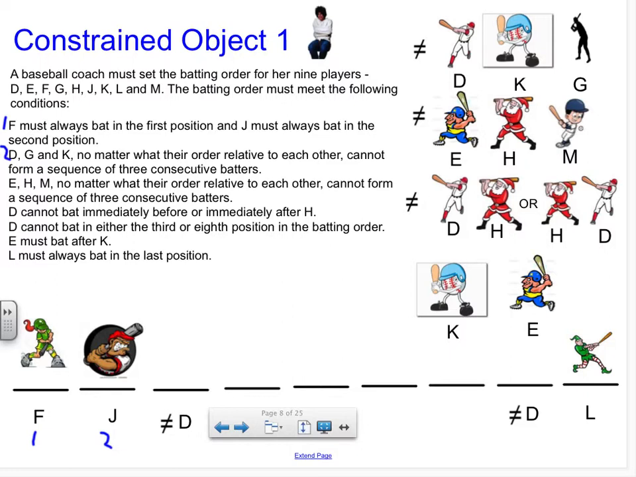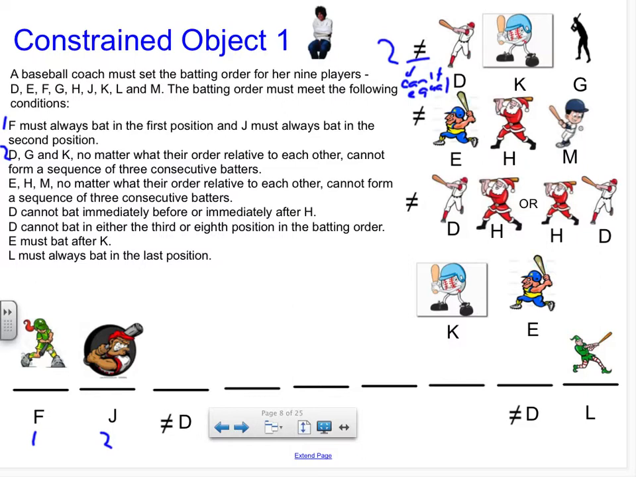Let's look at condition 2. D, G, and K, no matter what their order relative to each other, cannot form a sequence of 3 consecutive batters. So here's condition 2 represented with pictures. I have the can't equal sign. And that just means that D, K, and G can't form a consecutive run. They can't follow one after another. They have to be separated. D and K could be together, D and G could be together, but all 3 can't form a consecutive series.